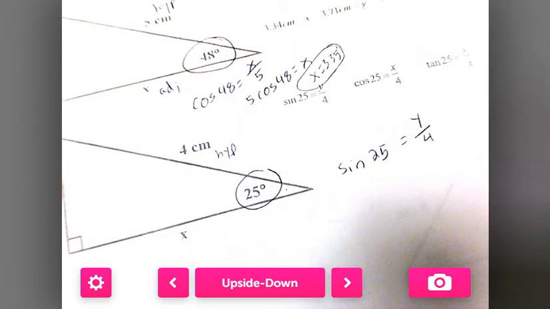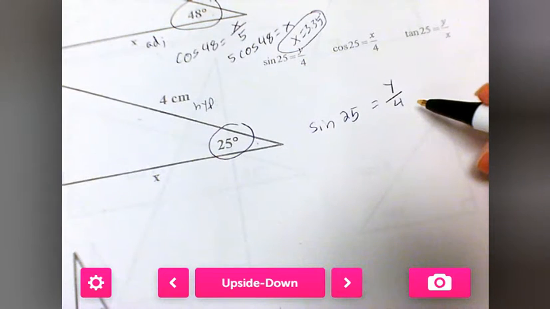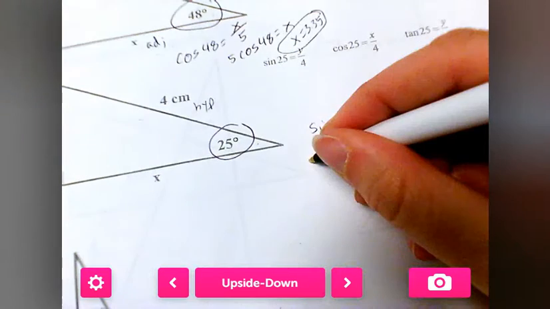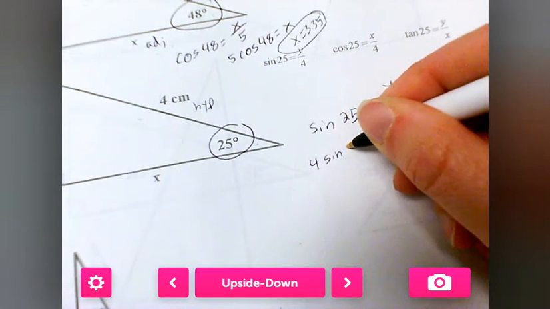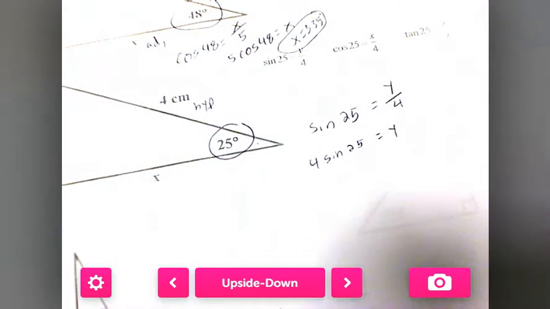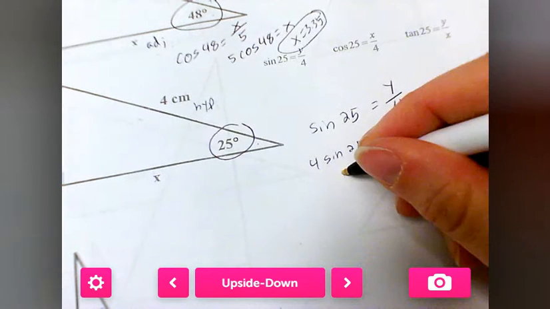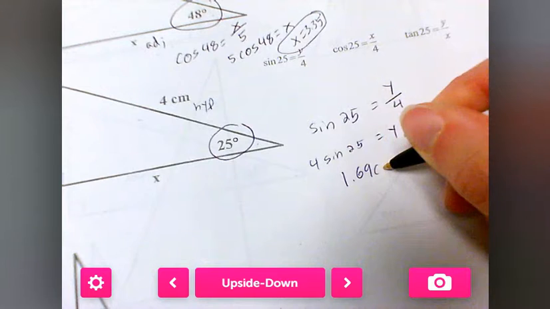4. How do I get that 4 off the bottom again? Multiply it. So we get 4 sine 25 equals y. So I put that in my calculator, 4 sine 25, and I'm going to get 1.69. That's my answer, centimeters.